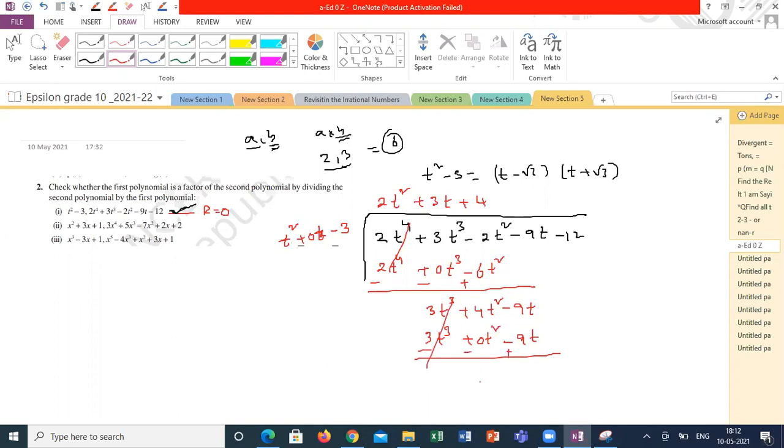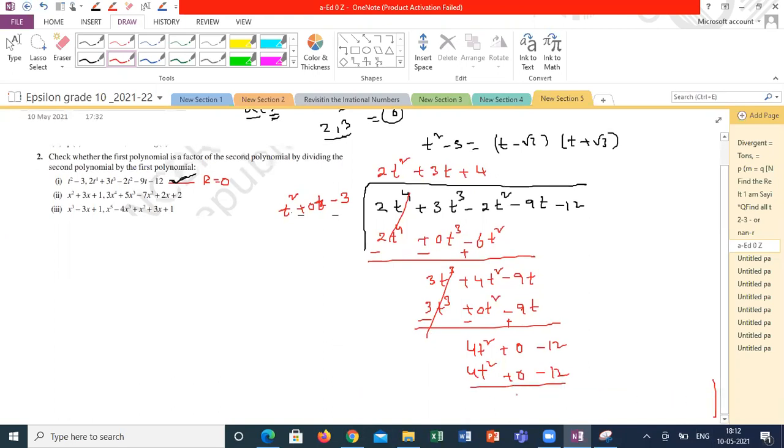4t square plus 0 minus 12. 4t square by t square is 4, plus 4t square plus 0 minus 12. Subtraction is 0. Correction. The conclusion is t square minus 3 is a factor of the given polynomial. Simple.